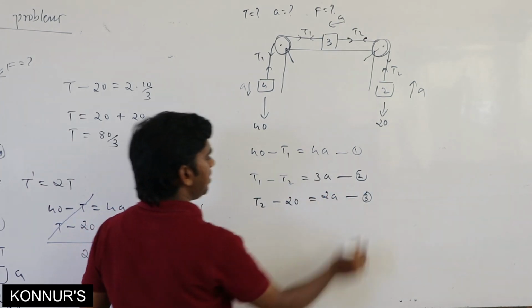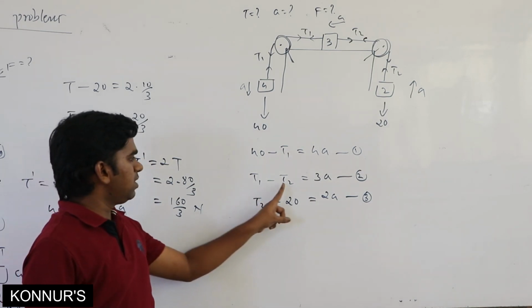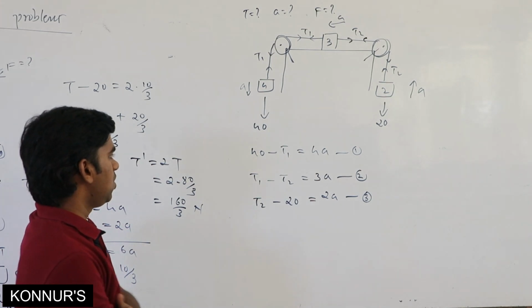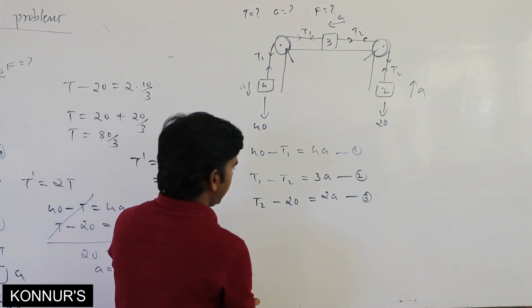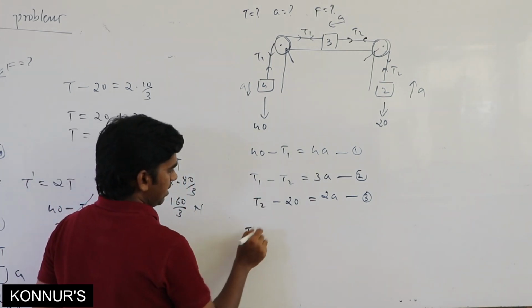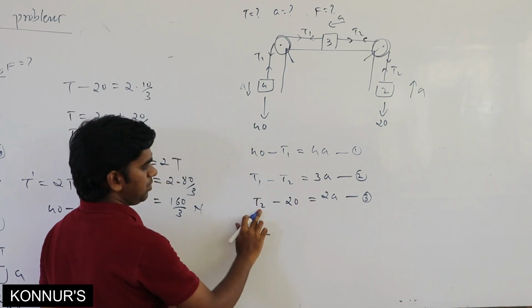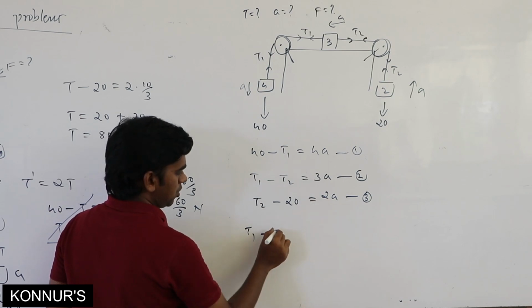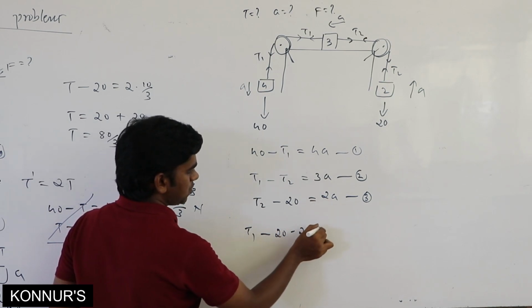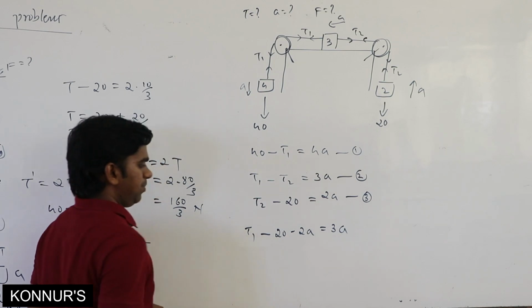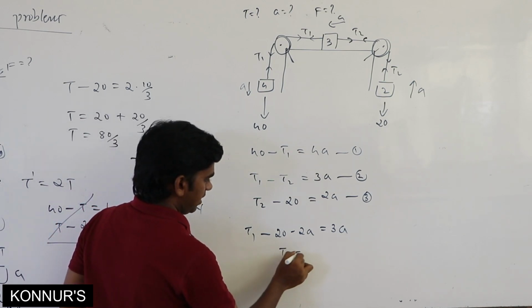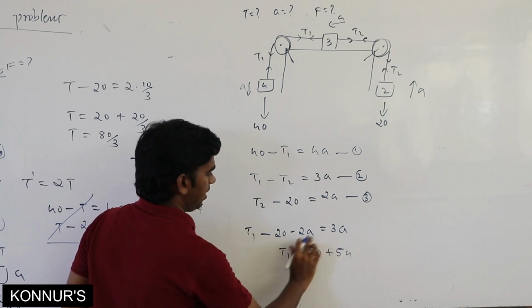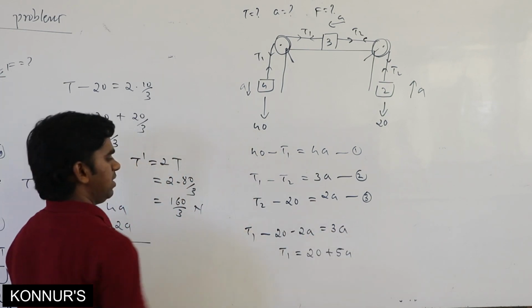So we got three equations, three unknowns: T1, T2, A. Three unknowns and three equations, that means obviously we'll get all the unknowns. So T1 minus T2, you can substitute T2 here as 20 plus 2A. So it will become T1 minus 20 minus 2A equals 3A. So this will become T1 is 20 plus 5A.